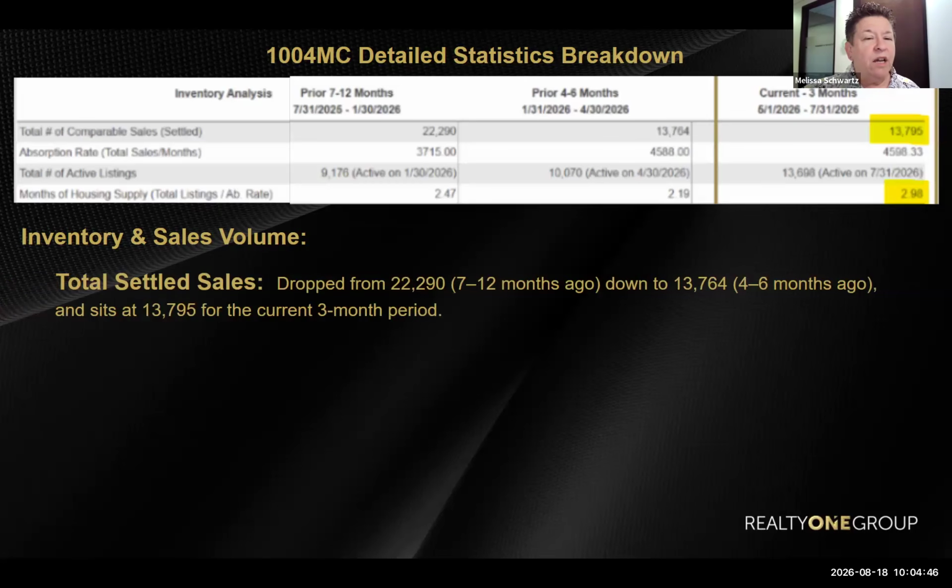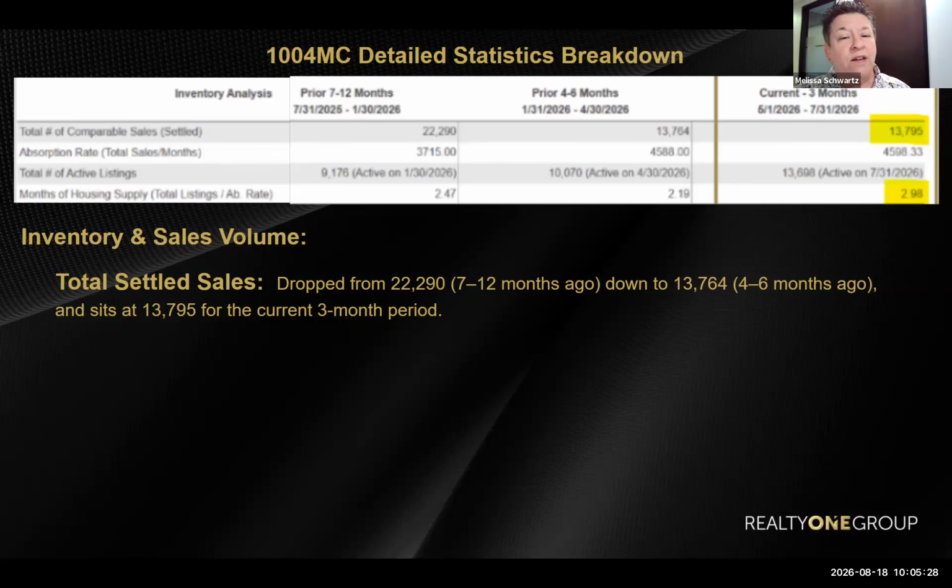So if we actually look at each of these and think about what the inventory and sales volume is addressing, it's talking about the total settled sales, right? And if you look at this, this is just one report. I just spliced it so I could make it a little larger for you. But if you look on the far left side, the first column of numbers, it says the 7 to 12 months. So if you're going out a year, those are months 1 through 6, right? It's 7 to 12 months back. But if you think about a year ago, it would be the first 6 months prior to where we are. And then the next 3 months, and then the last 3 months, right? The current to 3 months.